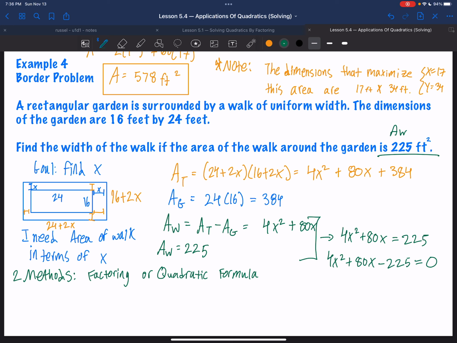If you do factoring, though, let's see here. I'm going to just do factoring. It's negative 900. And this is 80. So look, if I do 90 times 10, I get 900. So make that 10 negative, then 90 minus 10 is 80. So this is 4x squared plus 90x minus 10x minus 225.